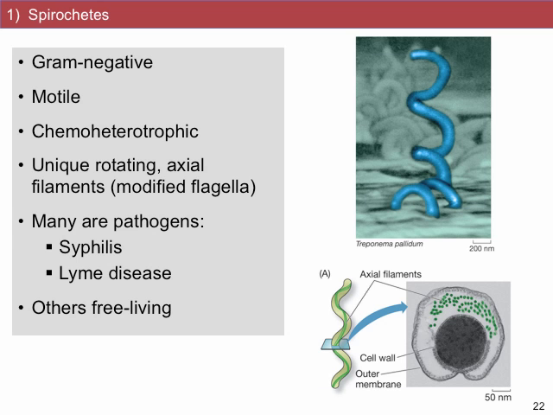So the first one is called the Spirochetes. The Spirochetes are all gram-negative. They have that general structure of gram-negative bacteria like we outlined before. Many of them, most of them probably, are motile, that is, they can move around. There are bacteria and archaea that don't really control their movement much, but many of these are motile. Most, if not all of them, are chemoheterotrophic.